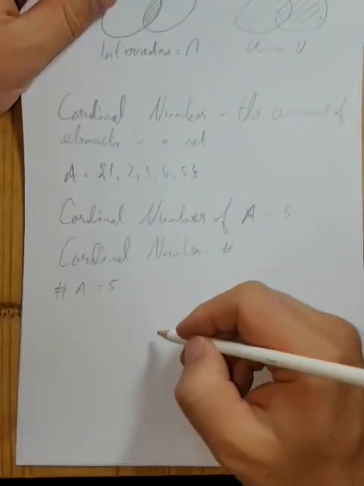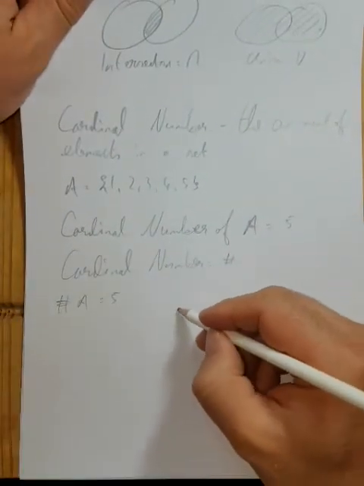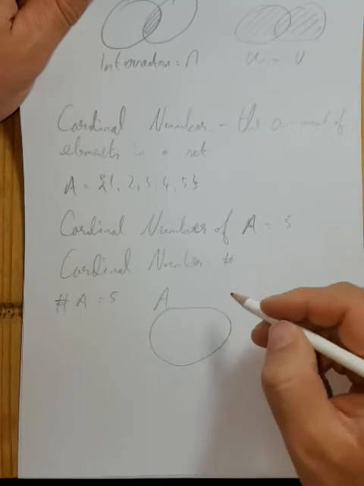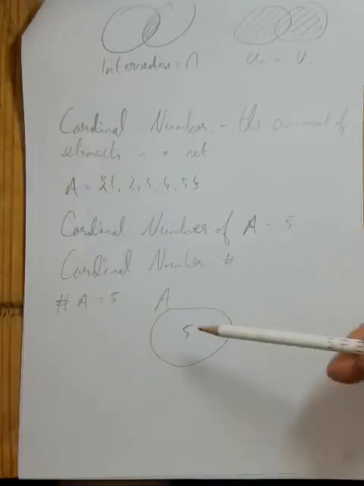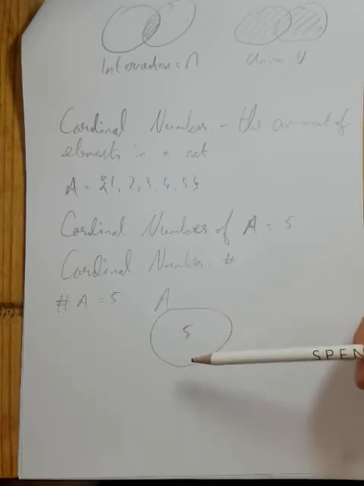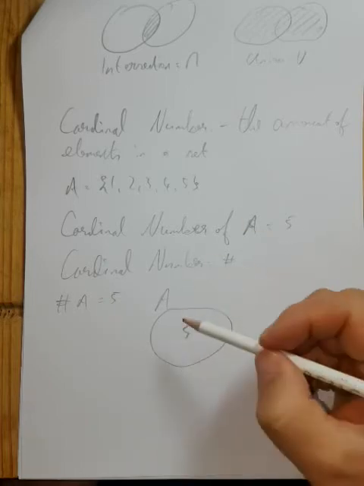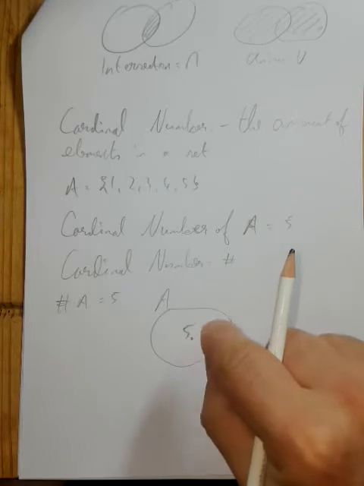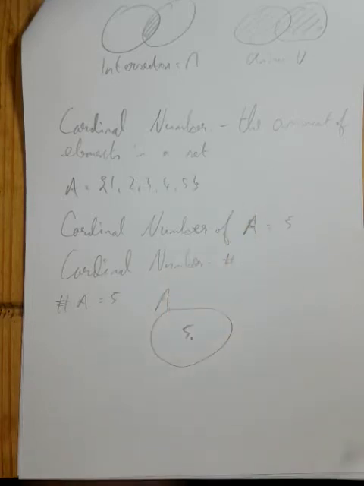Okay? And going back to what I was saying about drawing diagrams, if I've got the Venn diagram for A and I just put down a 5 here, then what I'm saying is this set A has 5 elements in it. If I put a 5 with a dot beside it, I'm saying the number 5 is an element of the set A. So don't be confusing the two things. Okay?